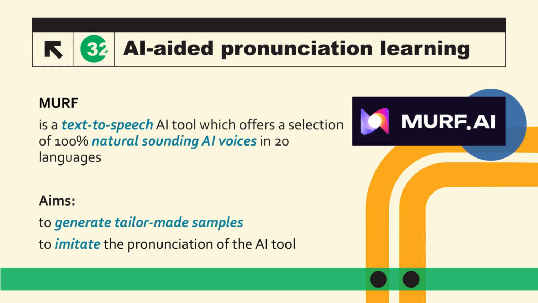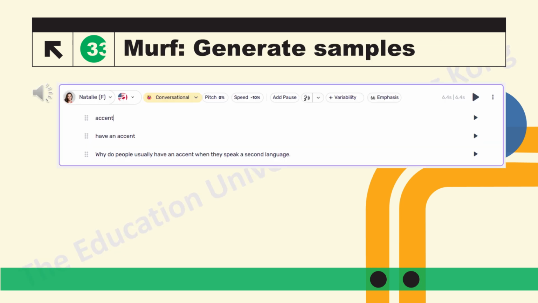Now let's turn to AI tools and see how they can help with these features. We've introduced Murph in previous sessions. Let's have a quick recap on how to use it to generate samples, specifically for word stress.